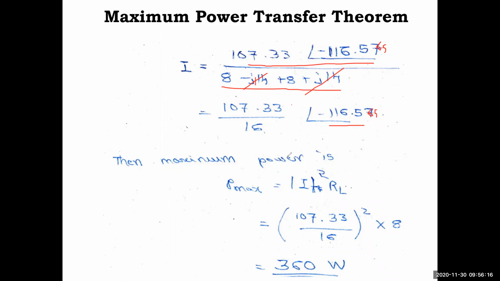The maximum power is the magnitude of I square into RL. We want only the magnitude part, so we will consider only this one. That's why 107.33 by 16 squared is written into 8. When you do this calculation, you may get 359 or something, so I will equate it to 360. So 360 watt is the power. This is the problem on the maximum power transfer theorem.